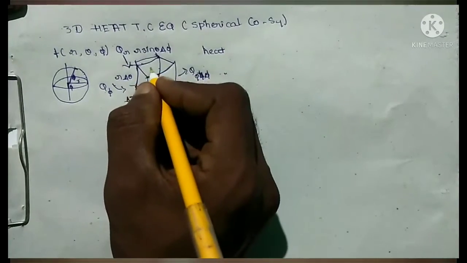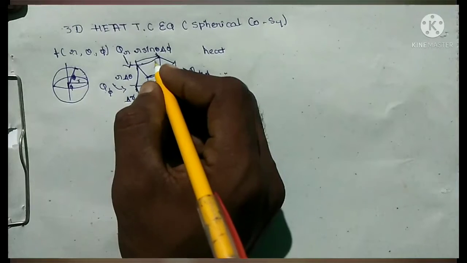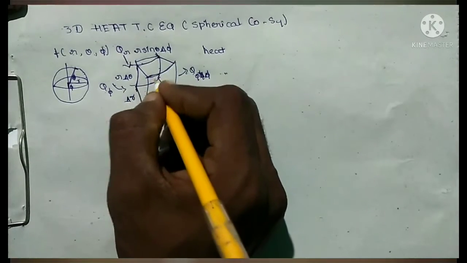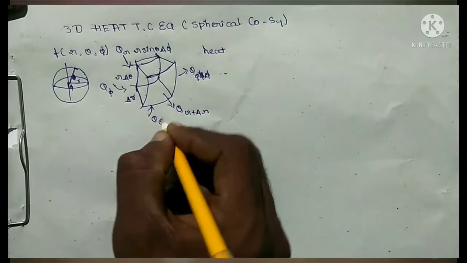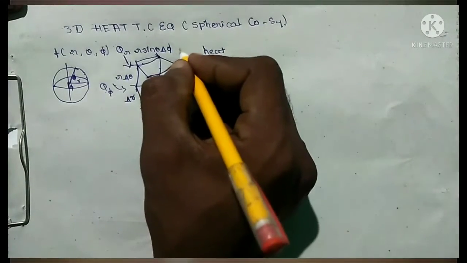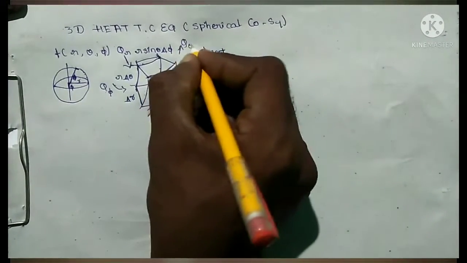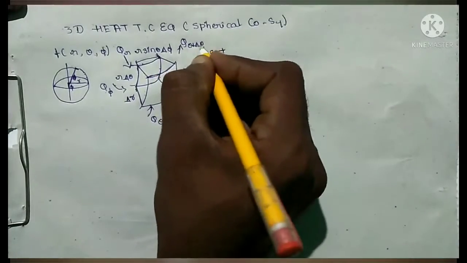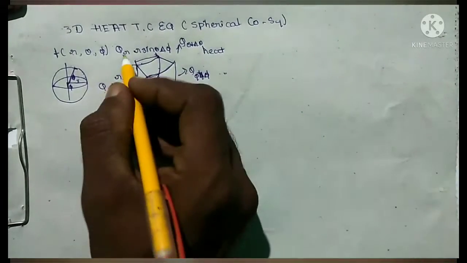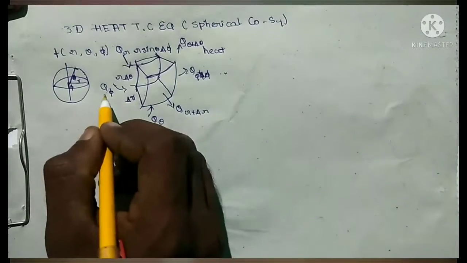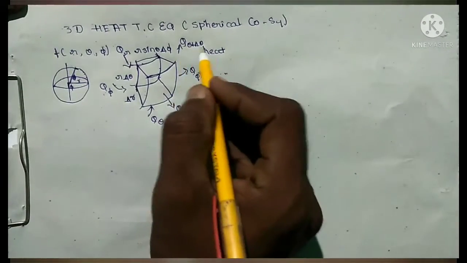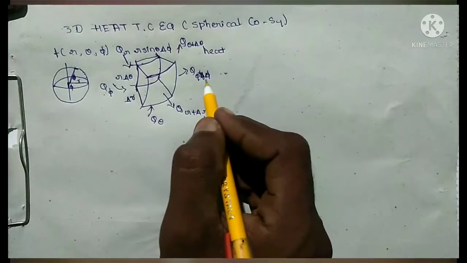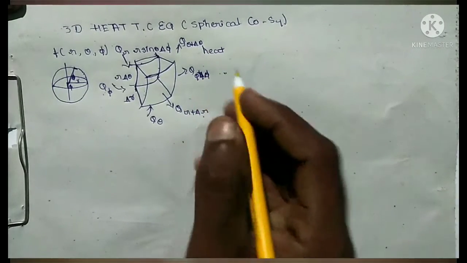Then the radial heat transfer with respect to the vertical direction will be q theta, and the output heat will be q theta plus delta theta. So q r, q theta, q phi will be the input heat, and q r plus delta r, q theta plus delta theta, q phi plus delta phi will be the output heat.